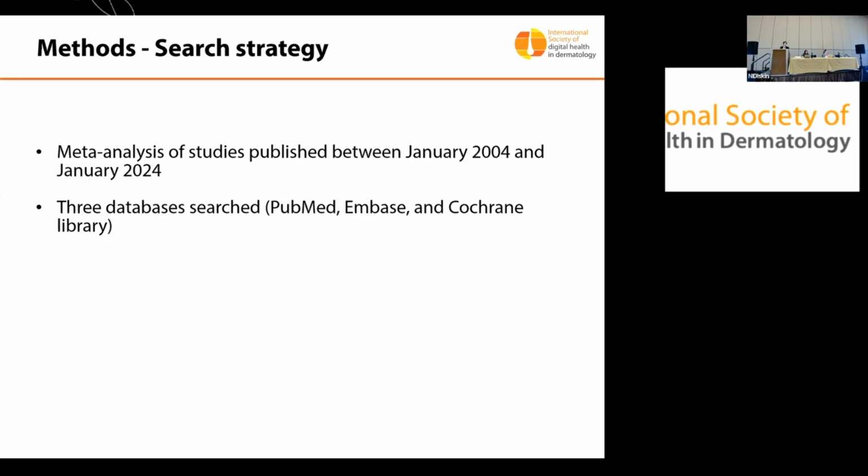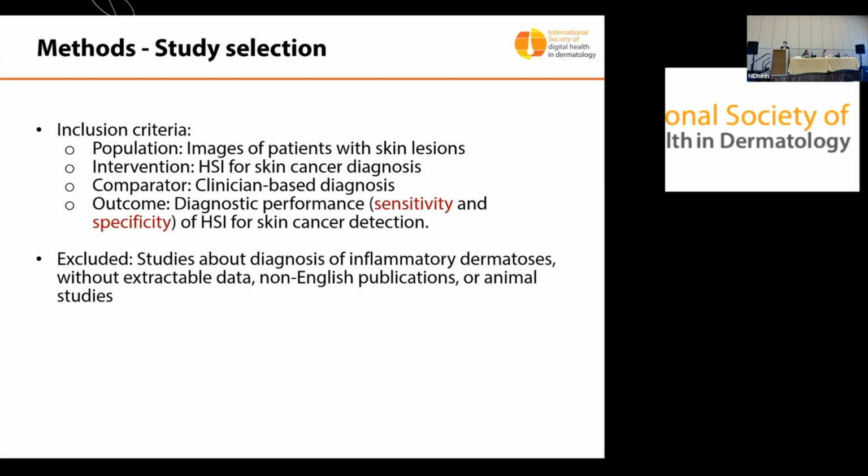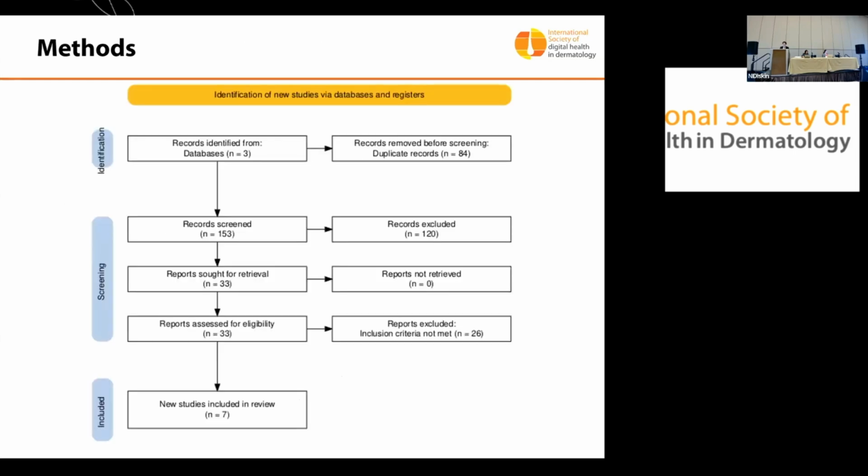We did a meta-analysis of data of 10 years from 3 databases. Our inclusion criteria was images of patients with skin lesions. Intervention was HSI for skin cancer diagnosis, comparator was histopathological diagnosis, and outcomes were sensitivity as a diagnostic performance of HSI. This is how we went about extracting the studies from 3 databases, and we ended up with 7 studies that we pooled and made forest plots for.